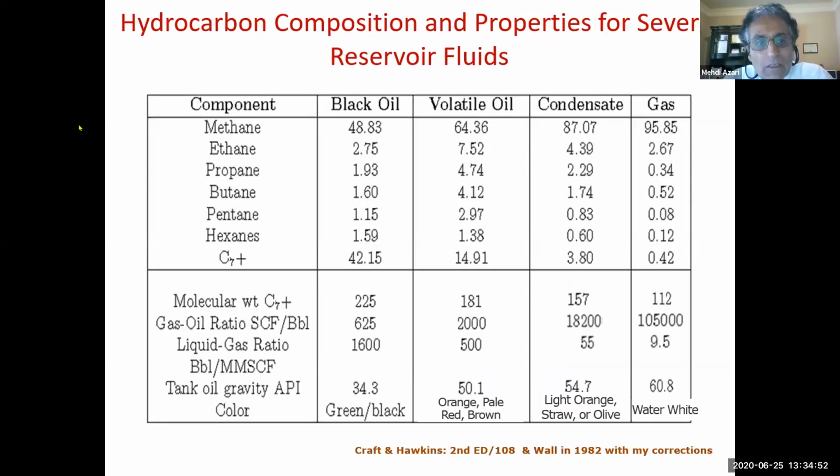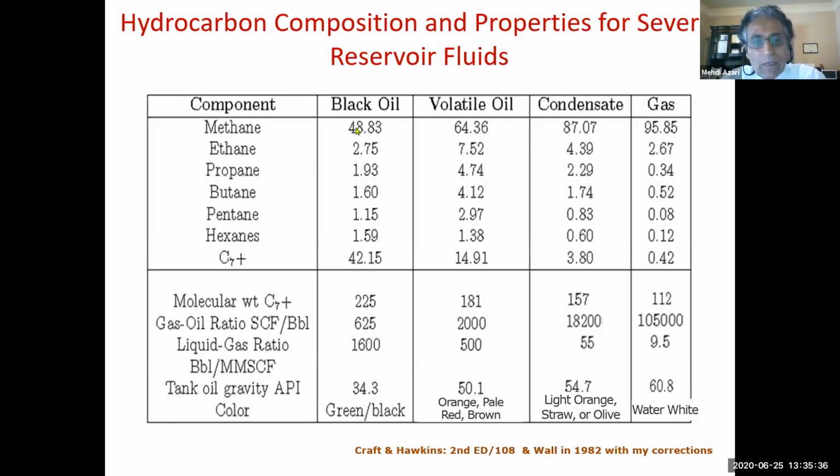I'm showing you some ranges for composition, and this is black oil, volatile oil, condensate, and this is gas. Look at the methane content. The methane content is very important. 48.8, 64, 87, almost 96, okay? So this is one component of that one. The other component, so methane, ethane, propane, butane, pentane, hexane, and keep going, huh? And then C7 plus is anything heavier than 7 added here. So again, the percentage of the C7 plus is also important. Look at that, 42, 15, 4.4.